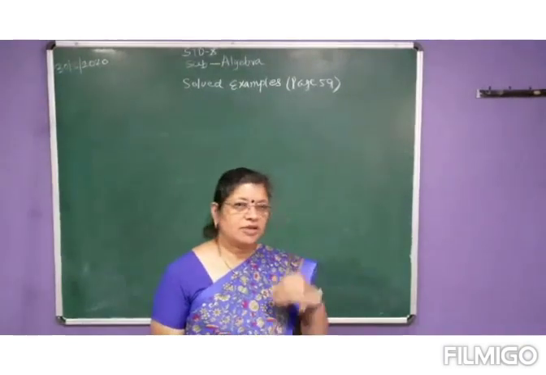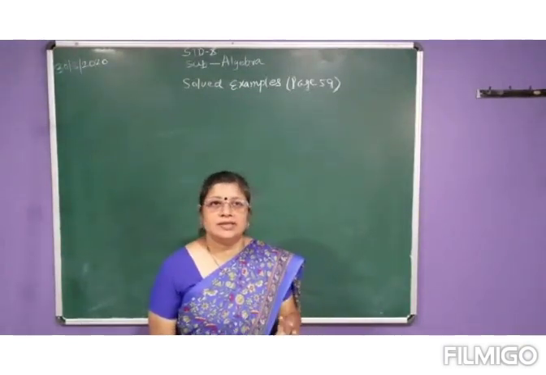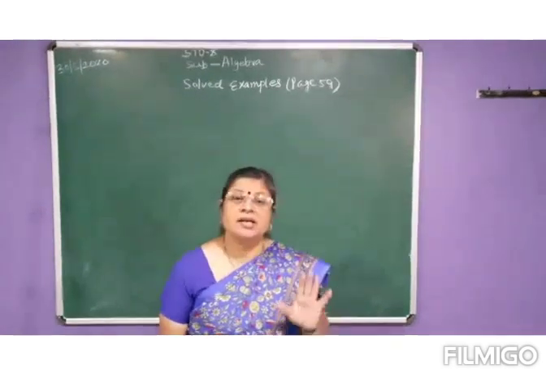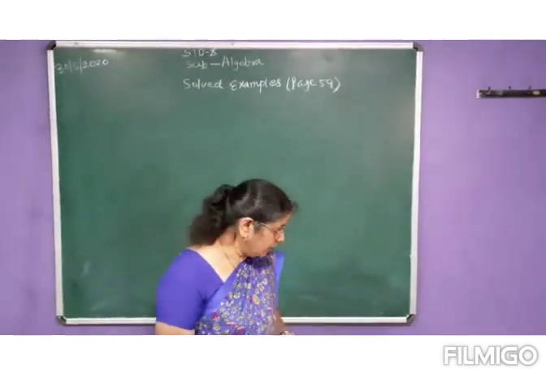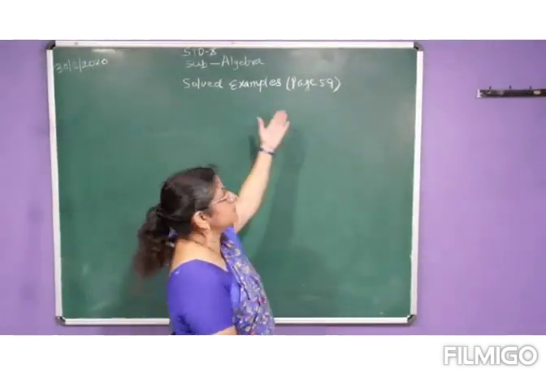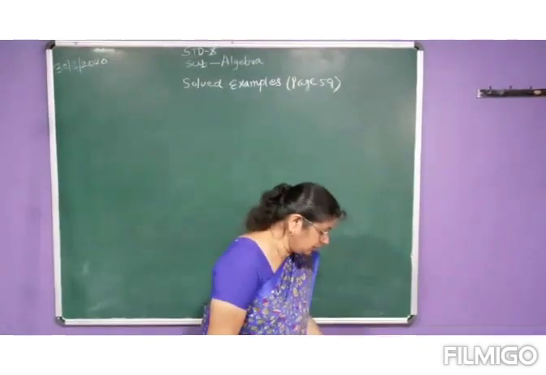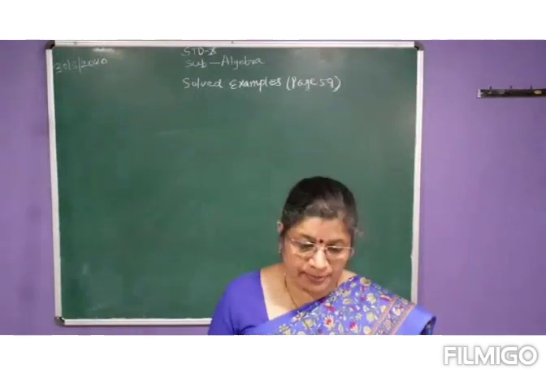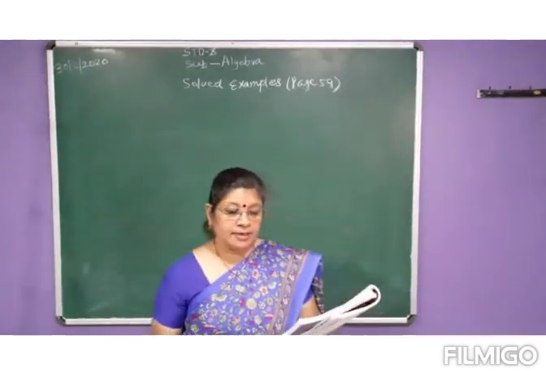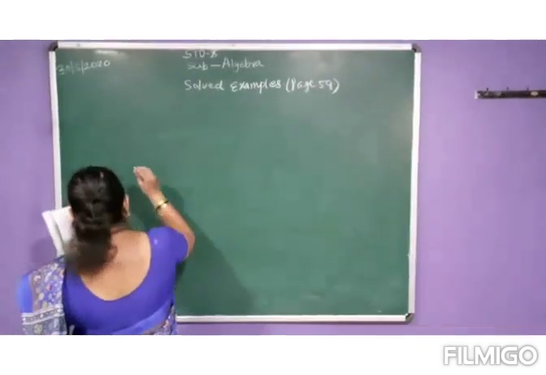In the last lecture, we have studied how to justify whether the sequence is an AP or not and to find out the value of D. So, today we are going to see the solved examples which are given on page number 59. In this, first we will see which of the following sequences are AP, and if it is an AP, find next two terms.